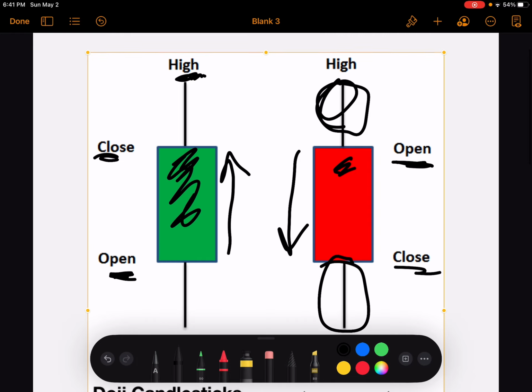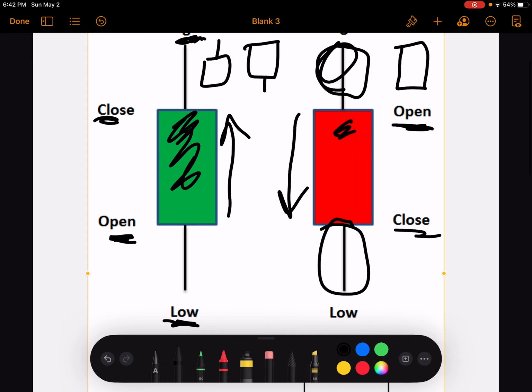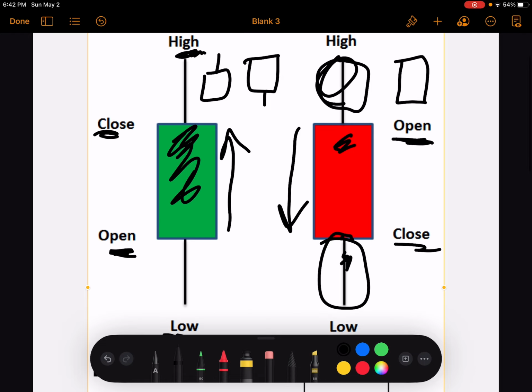Let's say we have a red candle with a long top wick. You also have candles that have full bodies like this with no wicks at all. There's a ton of different types of candles. You have ones like these, you have ones like these. You can call them sticks, lines, whatever you want, but these are called wicks, and the full part is just called the body.